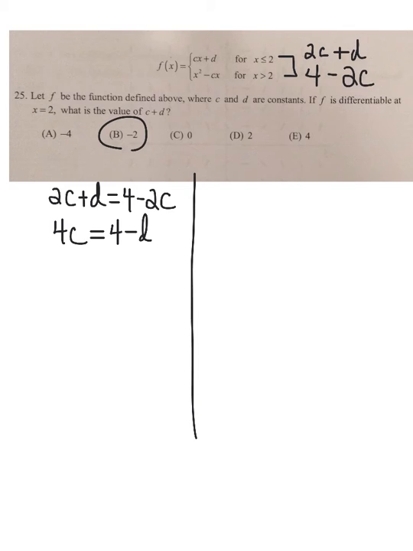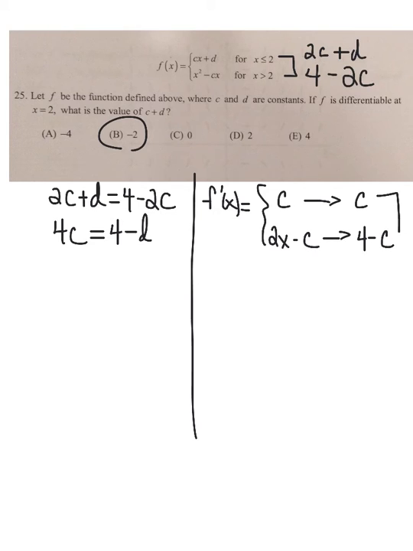But it's also going to be differentiable. So I am going to take the derivative then of the function. And when I do that, I'm going to get c in the top and 2x minus c in the bottom. And I'm also going to plug in 2. Well, if I plug in 2 here, don't I still end up with c? And if I plug in 2 here, I'm going to end up with 4 minus c. And if it's differentiable, these two things here should be equal to each other. So c equals 4 minus c. So that gives me 2c equals 4, and c is equal to 2.